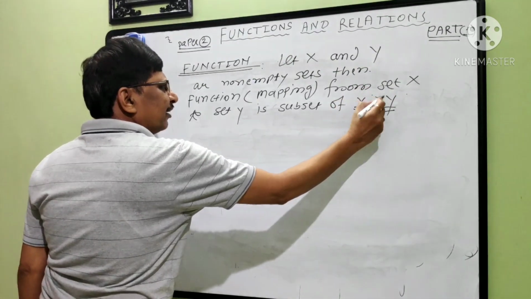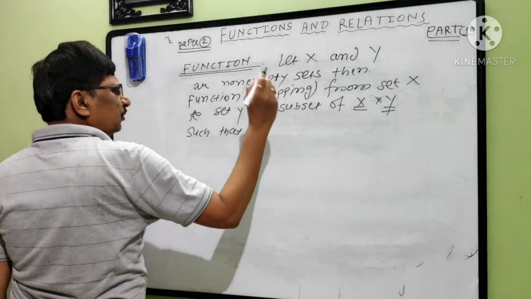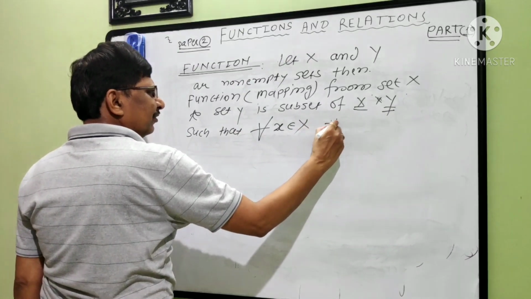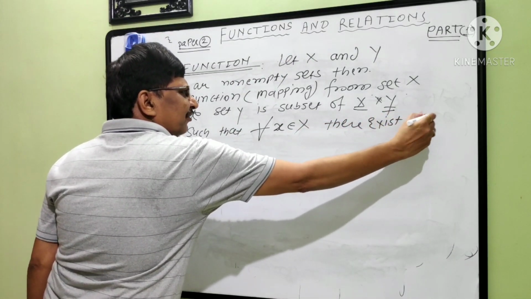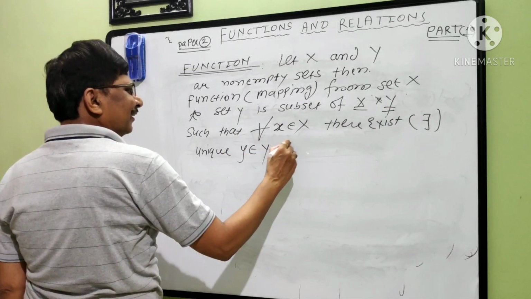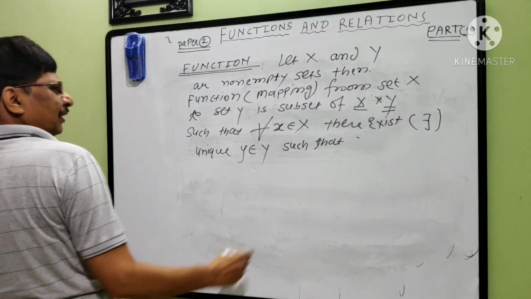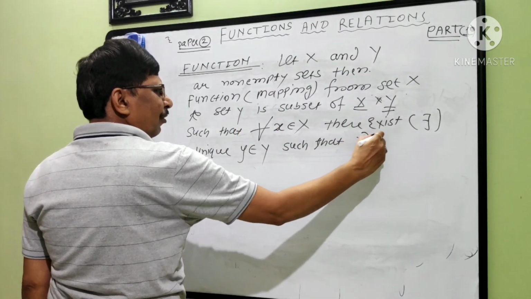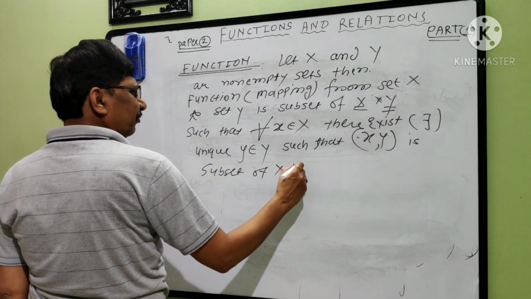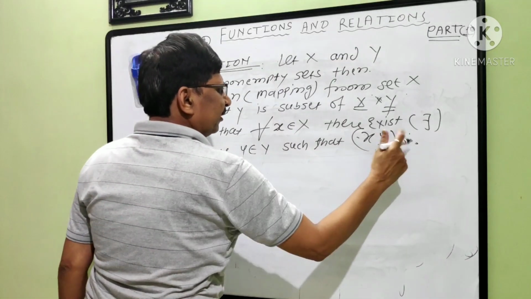Now X cross Y you know. A subset of X cross Y such that for every x belongs to X, notation you know, there exists a unique y belongs to Y such that (x, y) belongs to f, that is, (x, y) is an element of f, which is a subset of X cross Y. You can also write it as x comma y belongs to f.